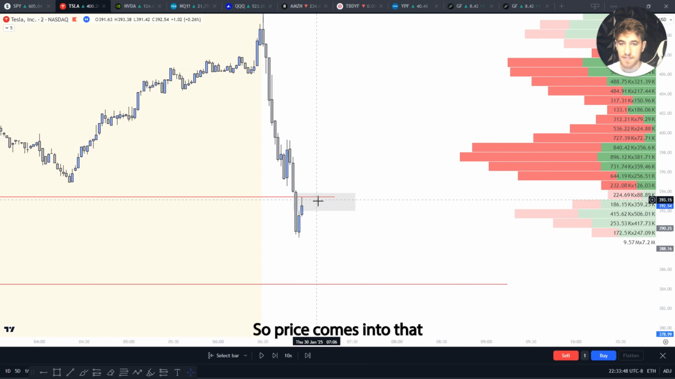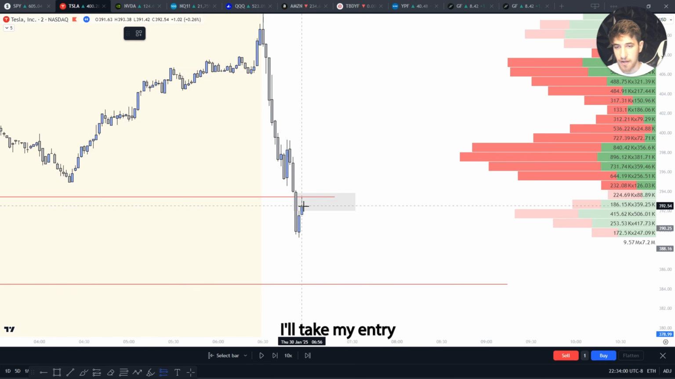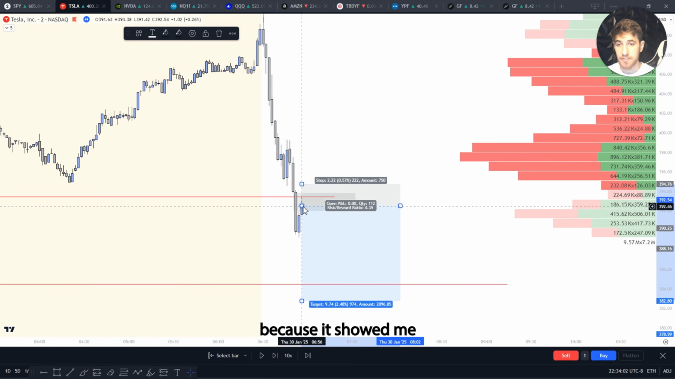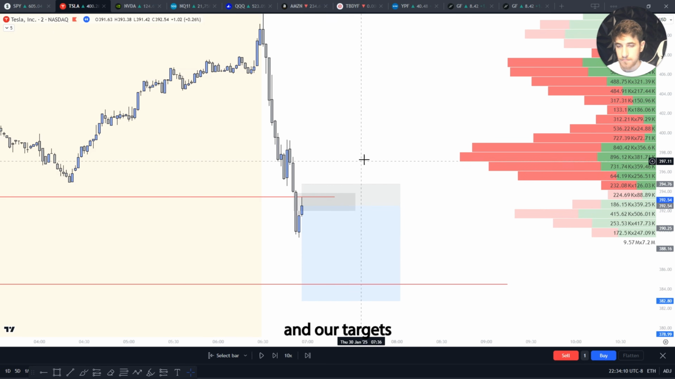So price comes into that gray area right here, and we have a beautiful reaction, meaning that seller stepped in. We have a nice wick. We love to see that, and this is a solid trade that we can take. In this case, I'll take my entry on this candle right here because it showed me good selling, and then we'll use our next levels for finding our stops and our targets.